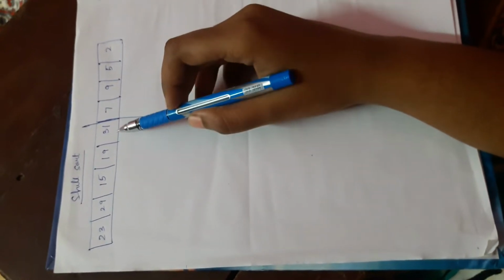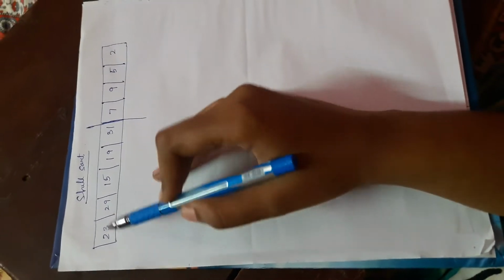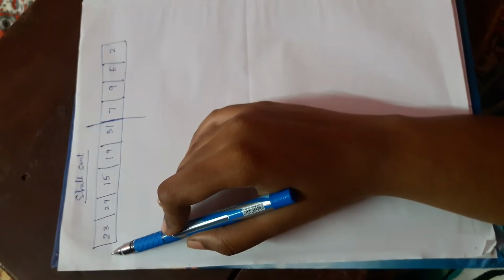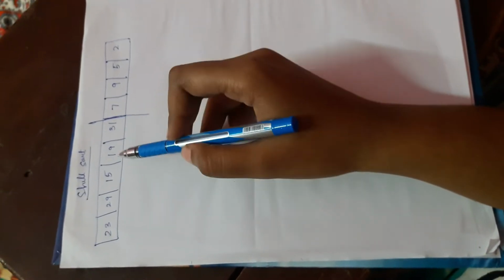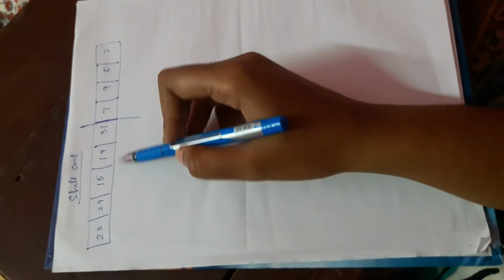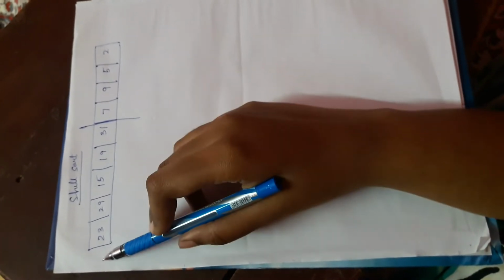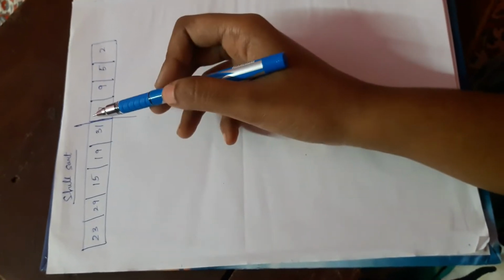So 7 we will compare with 31, 19, 15, 29, 23, and at this position only 7 will come. So in this order only we are going to check in insertion sort, one by one. So this takes many rotations.